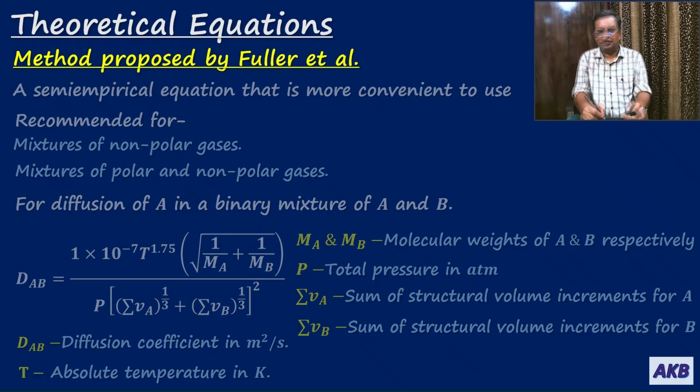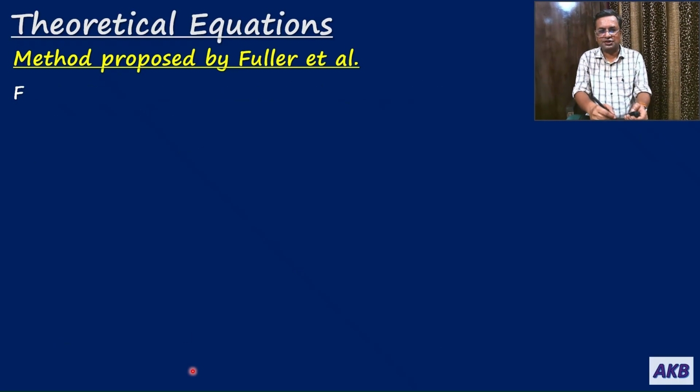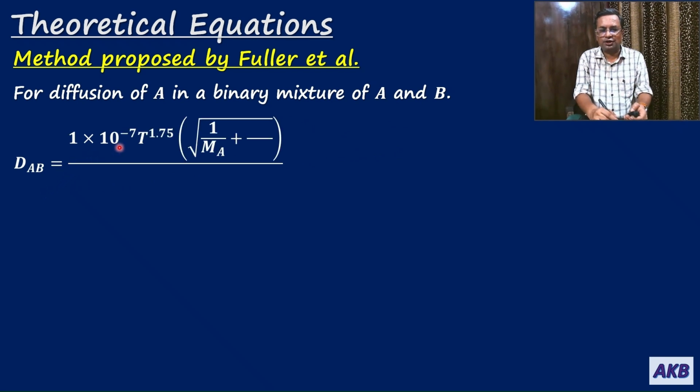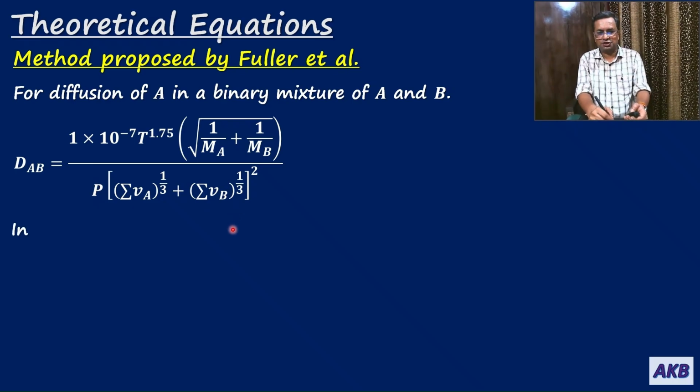Let us move ahead. So the equation for diffusion of A in a binary mixture of A and B is DAB is equal to 1 into 10 to the power minus 7 T raised to 1.75 into under root of 1 upon MA plus 1 upon MB, divided by P into summation of VA raised to 1 by 3 plus summation of VB raised to 1 by 3, and square of this summation.